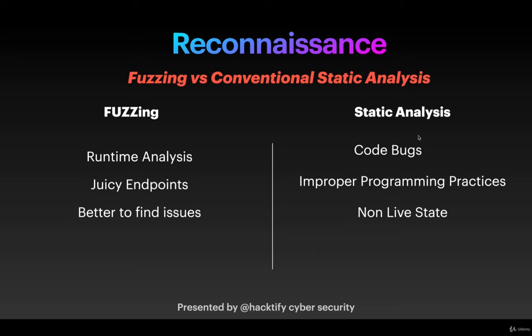It is one of the invaluable tools to identify bugs and improper programming practices that can be exploited by attackers. However, static analysis has its own limitations. With the help of static analysis, we can only find code related bugs, or specifically source code related vulnerabilities for the particular application. Also, we can see improper programming practices, or we do a code review and identify if any particular code is not written in a secure manner.